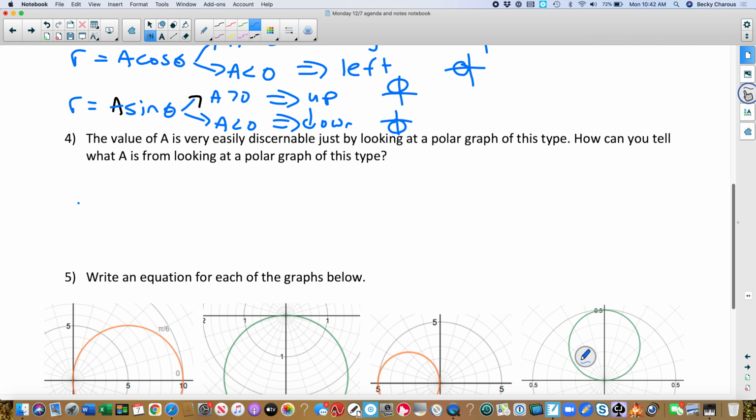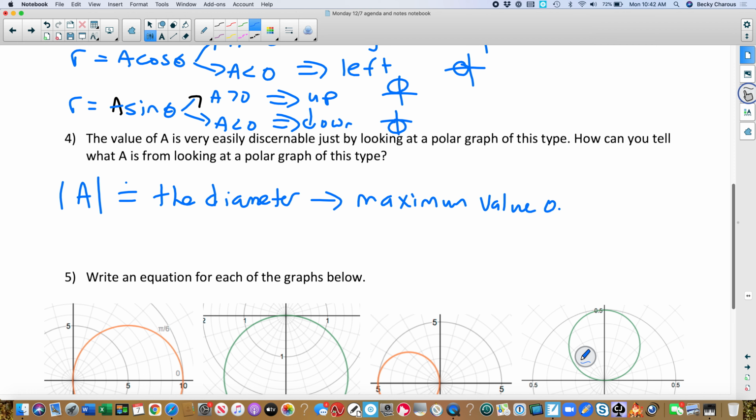Good? Okay, so the value of a is very easy to figure out. The absolute value of a tells us the diameter, and this is also going to be the maximum value on the polar graph.